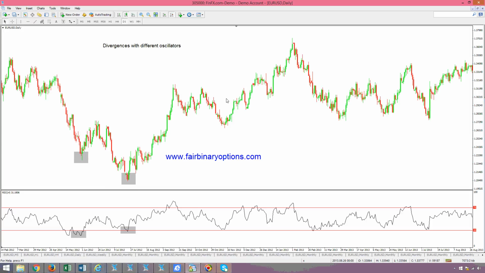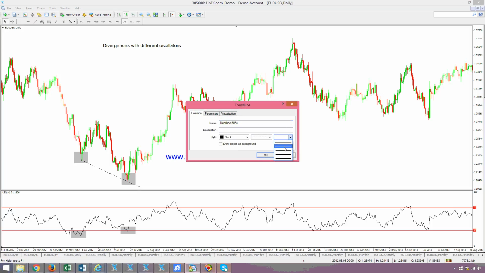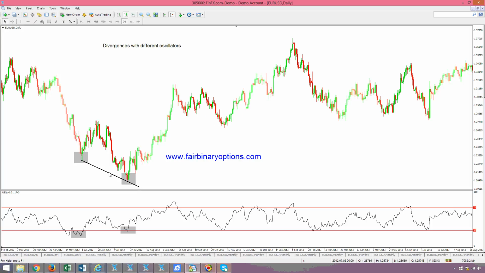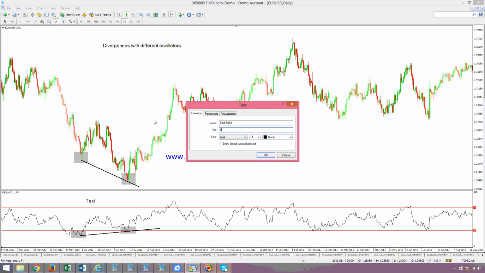What is this called? This is called a divergence. Why? Because if you connect the two lows price makes with a trend line like this, and the series of higher lows that the oscillator makes, as you can see, they are diverging. The first one on price is falling, and the second one on the oscillator is rising. Hence, this is called a bullish divergence.